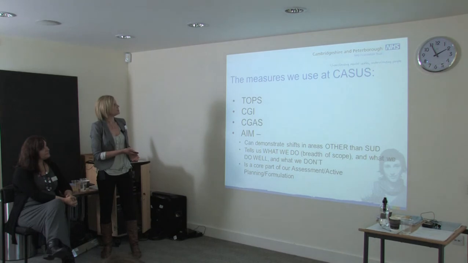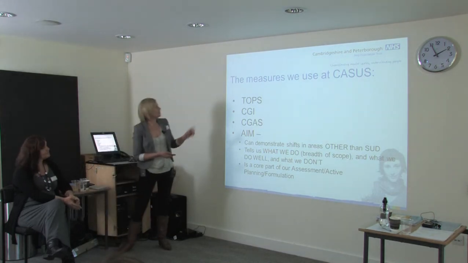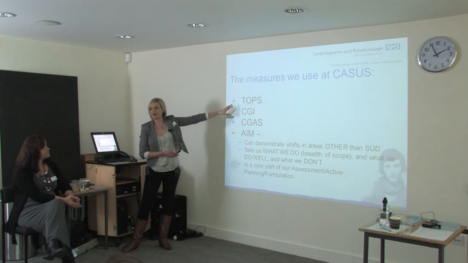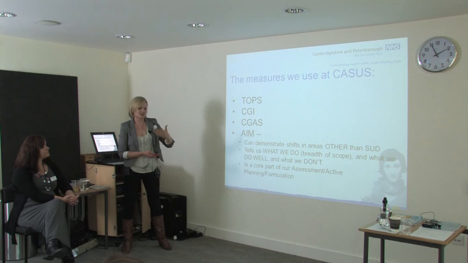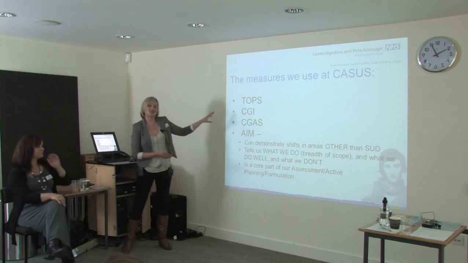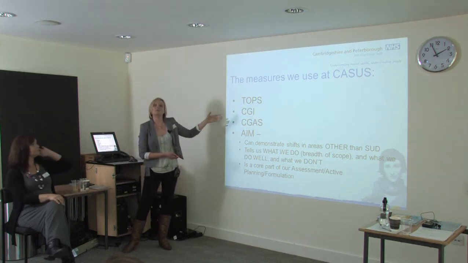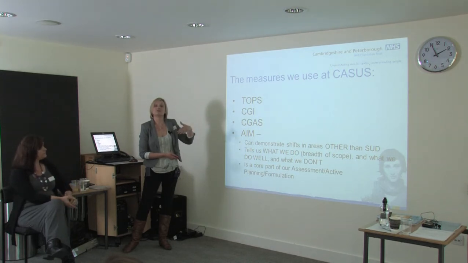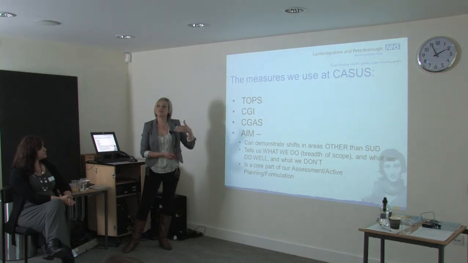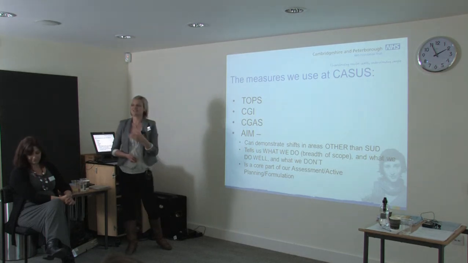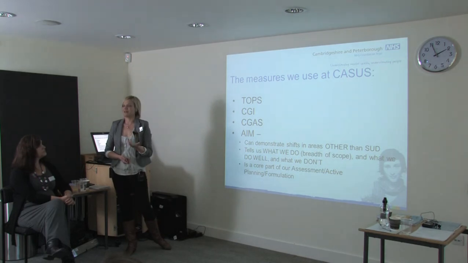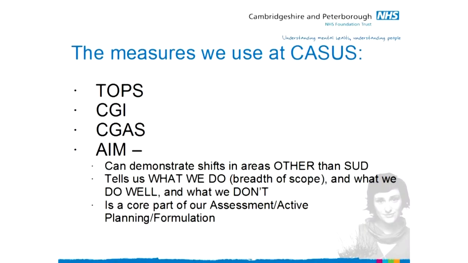So the measures that we use at CASES are the TOPS, which is the Treatment Outcome Profile, which is mandated for substance use services. So it's one that has to be done every 3 months. And interestingly, what we were saying about outcomes partly being to do with how services are commissioned means that the completion of outcome measures is to some extent an outcome in itself, in that we get marked against how many of these we complete. And that makes us good if we've got 100% compliance, no matter what they say.